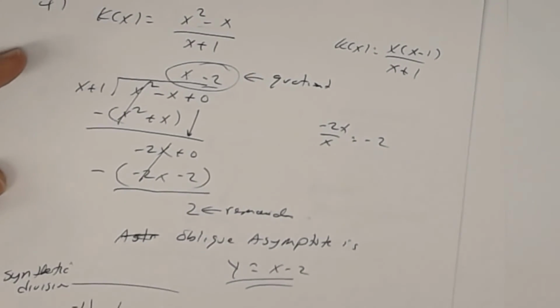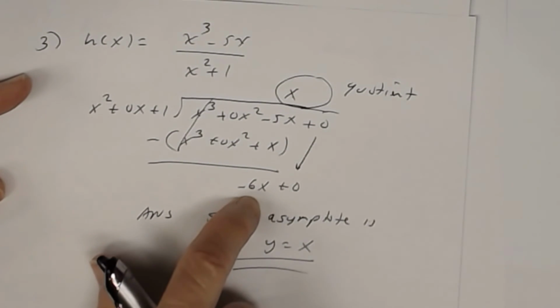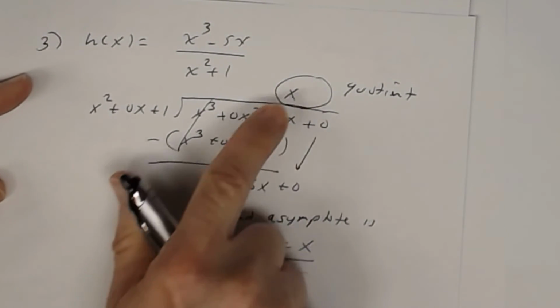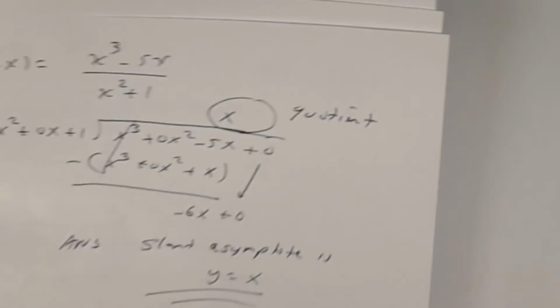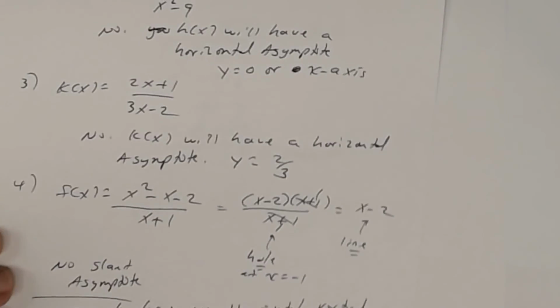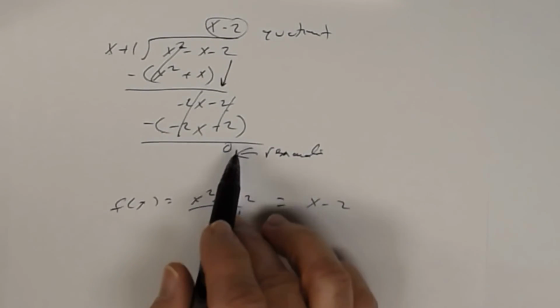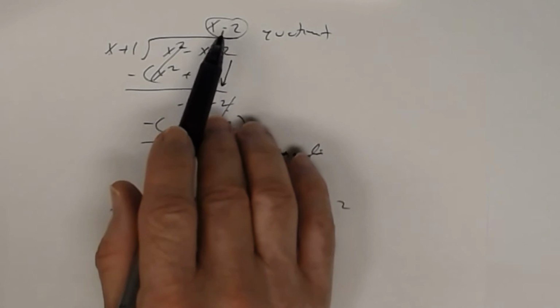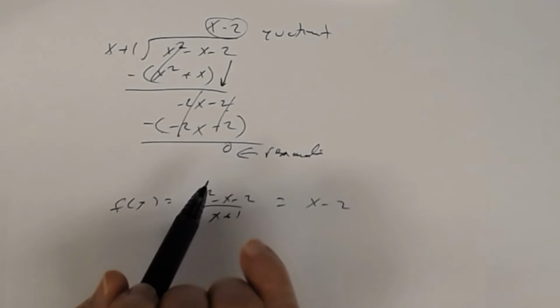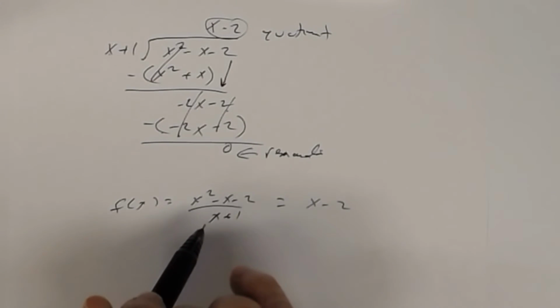So the remainder was not 0, right? Is the remainder 0 here? Nope, the remainder is negative 6x. So there's your slant asymptote, y equals 0. So in all the problems we did, the remainder was not 0. But this time, when I do that long division, I get a remainder of 0. So this is not going to be a slant asymptote. You're not going to have a slant asymptote.